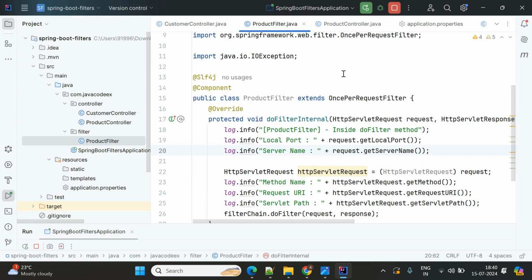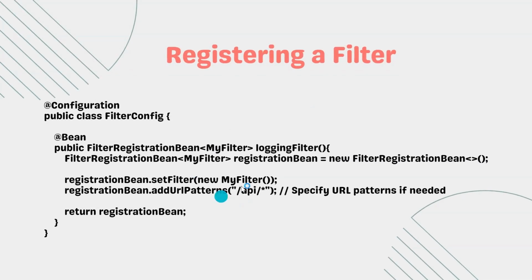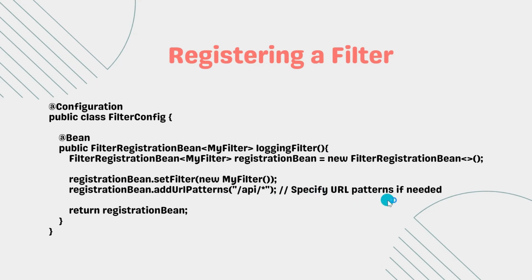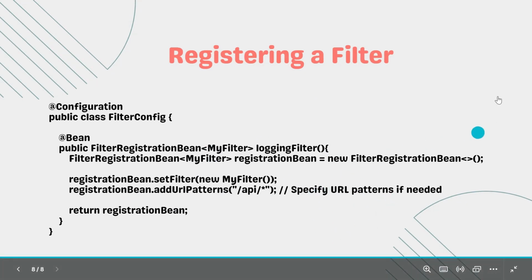Okay, another scenario is if you want to add a filter related to a specific URL, then we need to register those filters. Now we'll see that one: registering filter. This registration we can do based on the URL pattern. Now we'll implement this one.